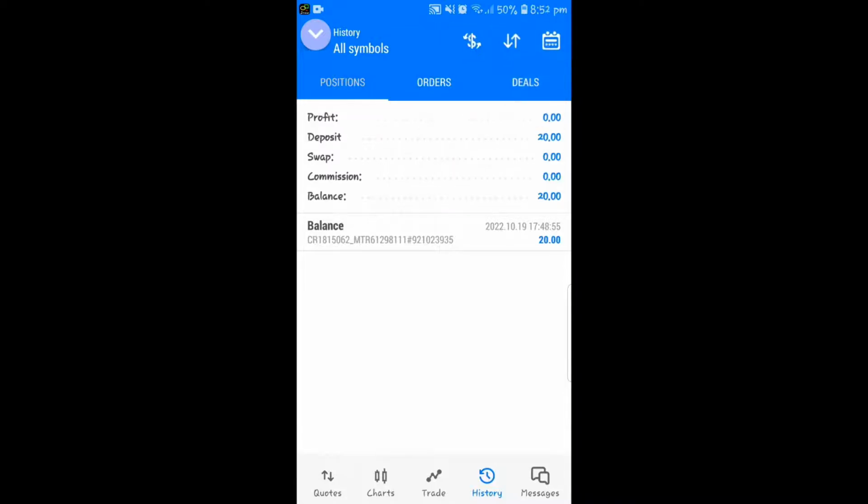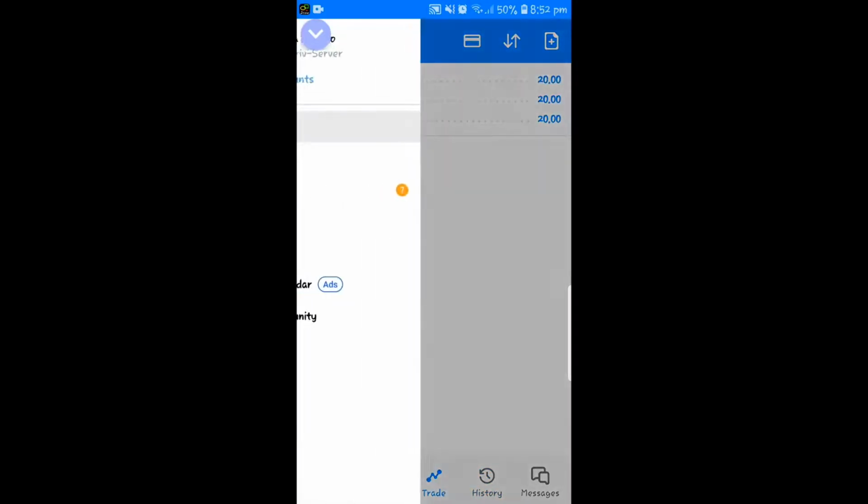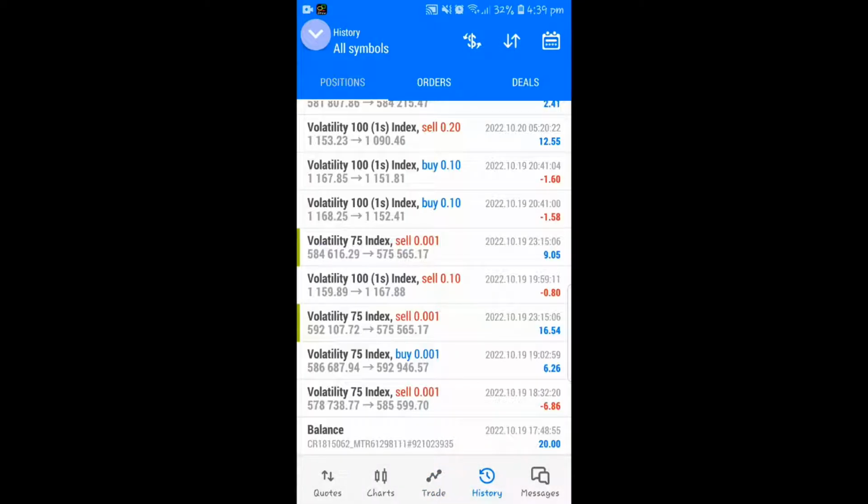As you can see, last week there is nothing. Today I just did a deposit, as you can see, and you can see $20. See, it's a real account. So the plan was to grow the $20 to $100, and as you can see, guys, that's a deposit there.